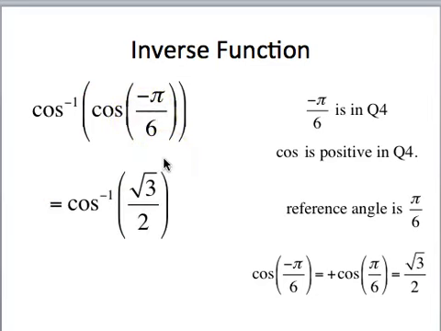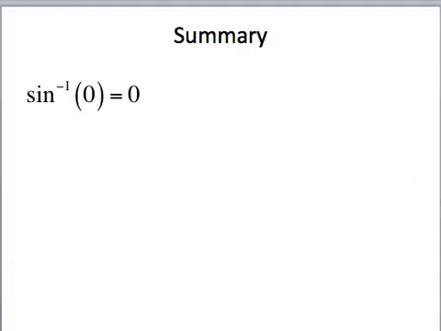Now think of an angle in the first quadrant whose cosine is root 3 over 2. Well, the answer to that, of course, is pi over 6. So you'll notice the inverse cos of negative pi over 6 did not result in negative pi over 6, but instead resulted in positive pi over 6. So here's a quick summary of the facts of this lesson.